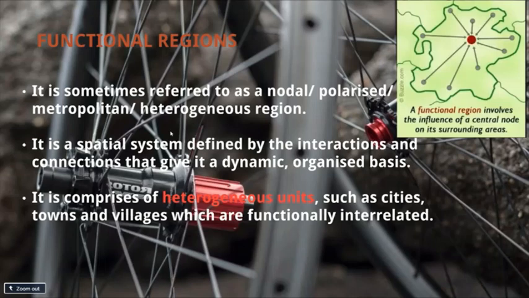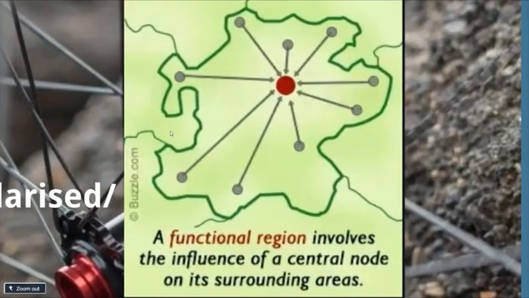In the case of a bicycle wheel, we can see the center and the links connecting them. In the same vein, a functional region is composed of a centroid, or the main seat or the dominant area, which is linked to the peripheries or smaller units by certain activities, and that link or interaction can be a transport network. Accra is different from Kasoa, but because of the linkage, we find many people moving from Kasoa to Accra every day to work and to do other businesses.